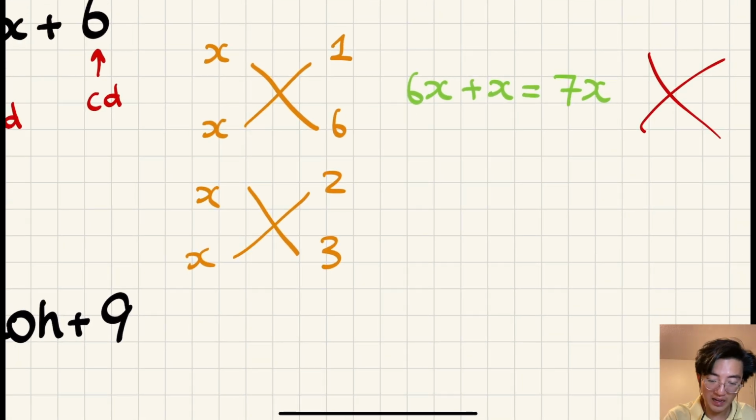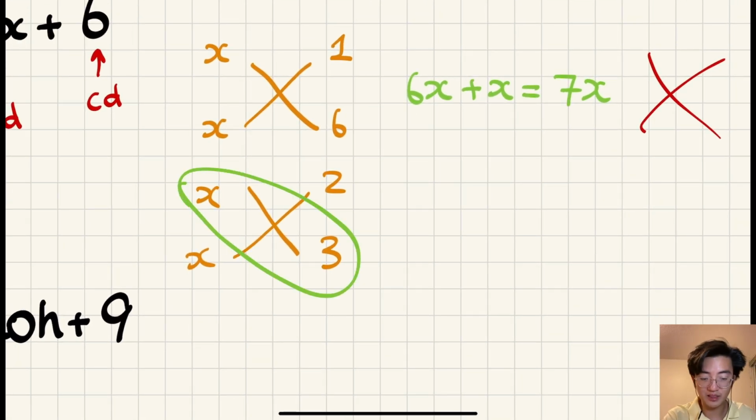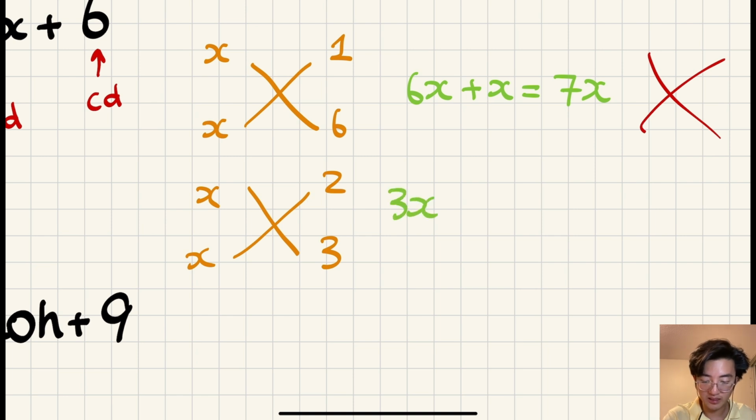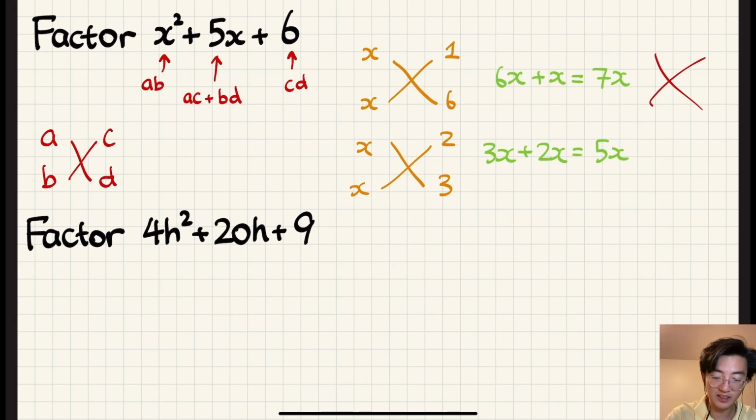We have x times 3, which is 3x, x times 2, which is 2x. And when we add them together, we get 5x, which conveniently is the middle number here. Which means that this guess right here, this configuration, is then correct. Once again, it's good to see here we're just guessing and checking which one works.